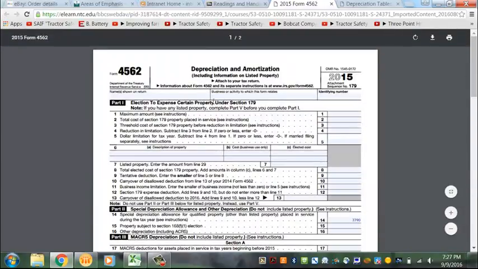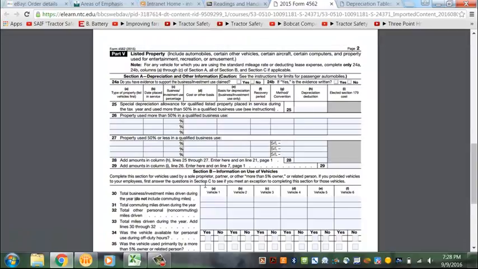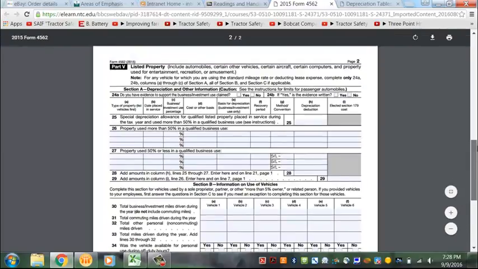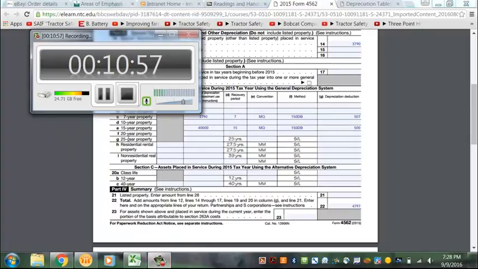You don't have to worry about anything up here because we didn't take Section 179 at all, and we don't have to worry about anything on the second page because we didn't have any listed property, any trucks, vehicles, anything like that. So for this case study, this would be all that you fill out. And then we're going to move on to the next case study.